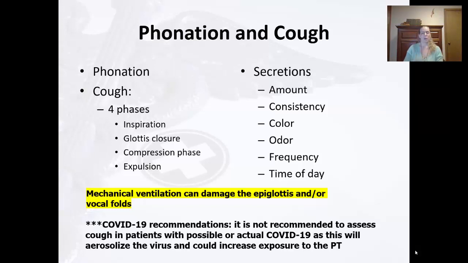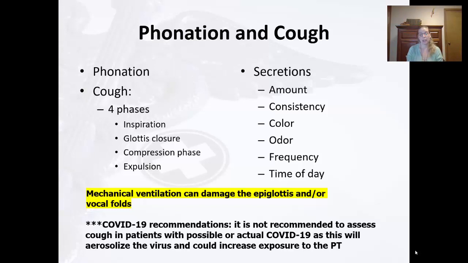Okay, if we palpate the patient's abdomen, again, below the xiphoid process, we should feel the compression phase. When they cough, their stomach muscles should be recruited, and you should be able to palpate their contraction. And then if they're able to produce mucus, that may come up and be swallowed. It may come up and be spit out.